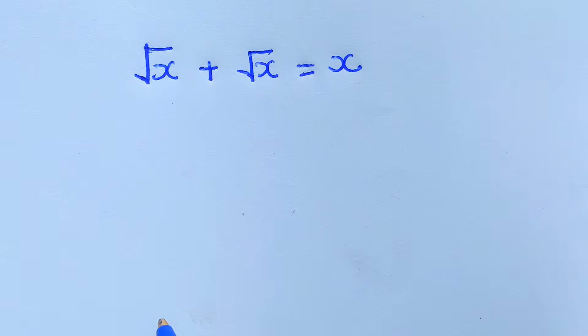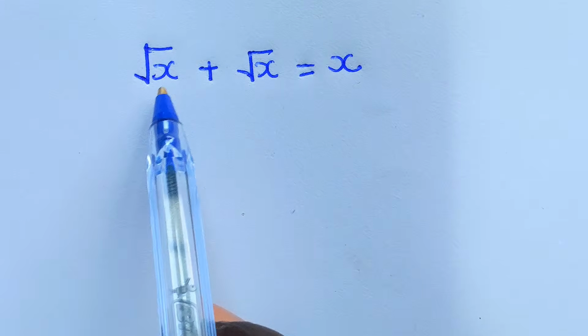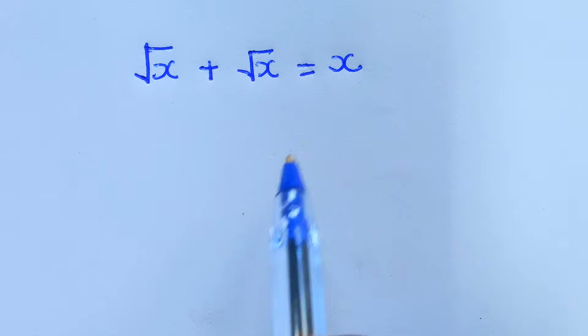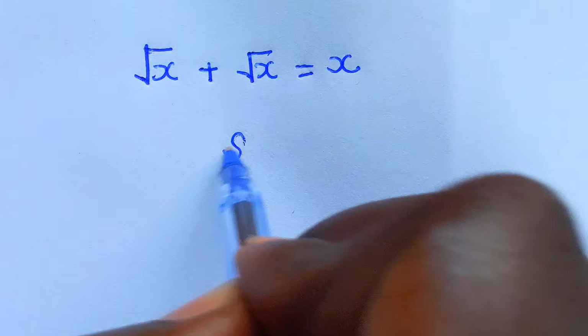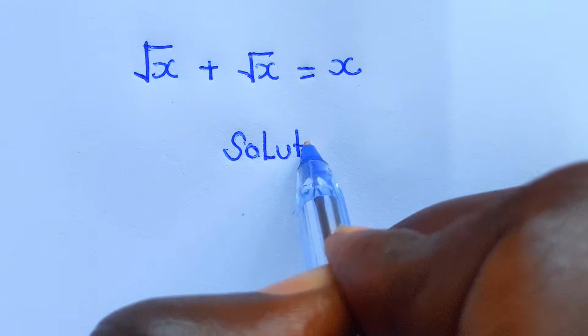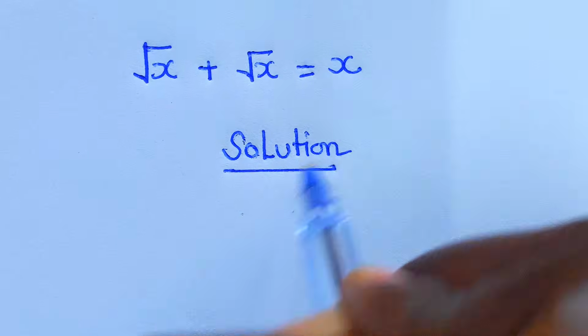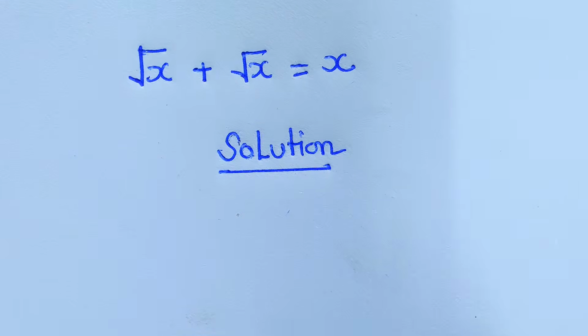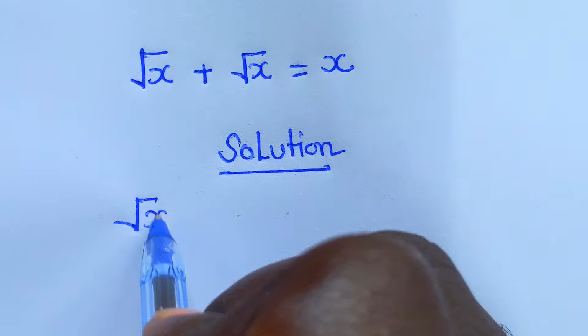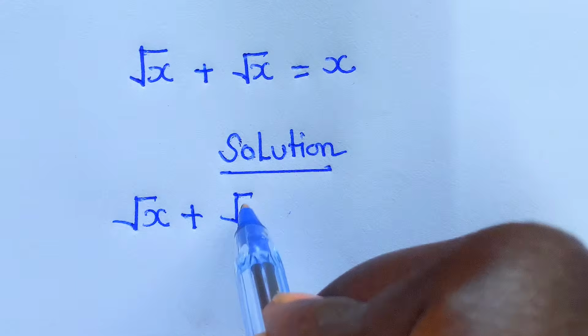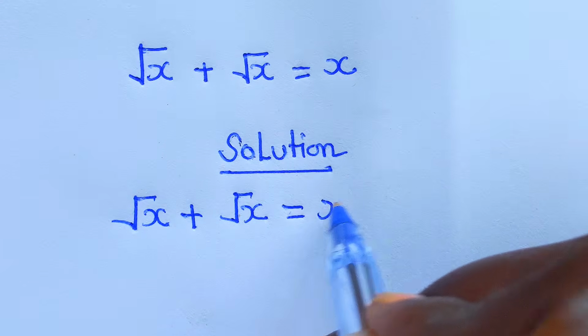Alright, we have got a question: square root of x plus square root of x equals x. Solution. Then by copy, what we have is square root of x plus square root of x equal to x.